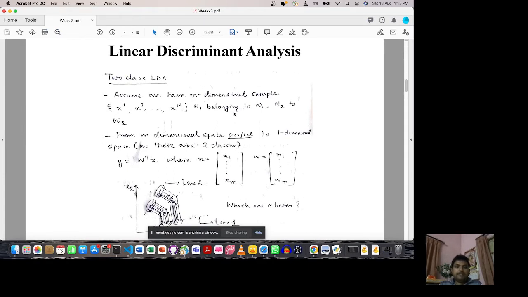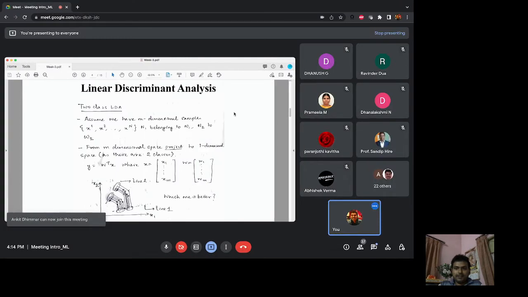For that I need a weight matrix denoted by W, and y equal to W transpose X. Is there anybody here who does not know about the transpose of a matrix or a vector? Please tell me now, because I will use this extensively. If you have any doubts about transpose, you can tell me. Sir, can you repeat transpose once?